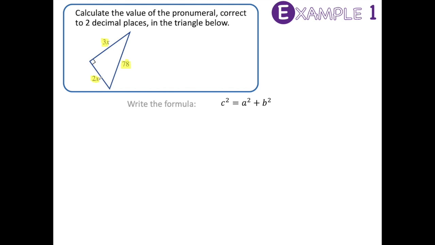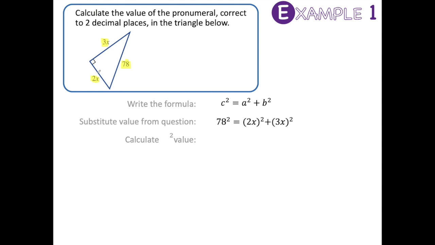So we can go ahead and write our Pythagoras' theorem formula and then look to substitute in our amounts into the formula. So we have got our c value, which is 78. We've got an a value, which can be 3x or 2x. And we've got a b value, which will be 3x or 2x. So putting in my values into the question, 78 squared is going to equal 2x squared plus 3x squared. So I can keep going with my calculations.